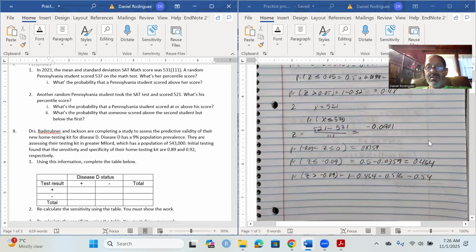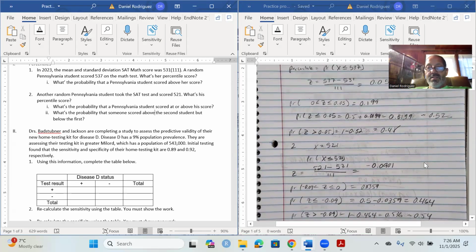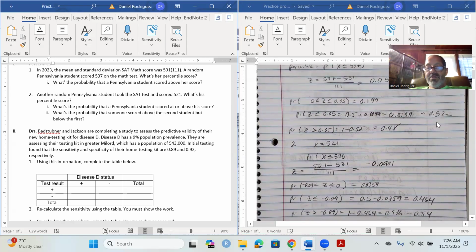So really, if we want to know what's the probability of scoring above the second individual but below the first individual, it would be the difference between the two. So 0.52 minus 0.46, or there's a 6% difference, right? So what's the probability that someone scored above the second student but below the first? 6%, right? 0.06. It's just the difference between the two.